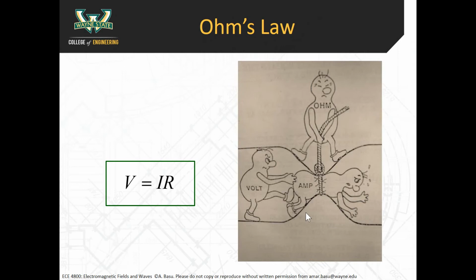Now, the second part here is the amp. Okay, the amp represents the moving charge. All right. So the volt is trying to push the amp, or push the charges, through the pipe. And the ohm is what we call the resistance.